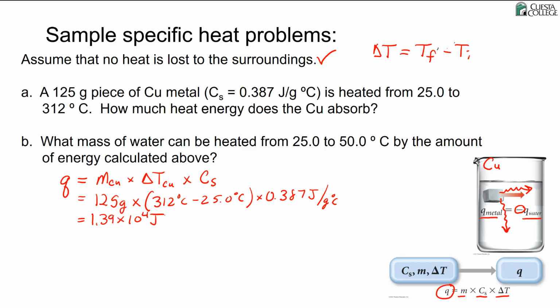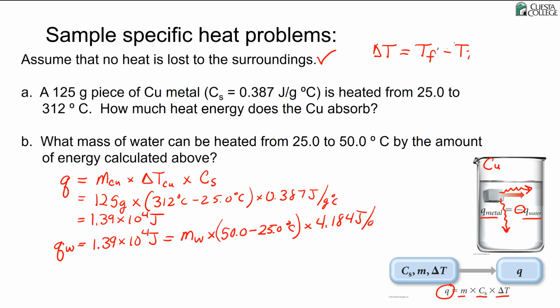Now question B asks about the amount of energy that was used to heat the copper and how much water could be heated up by that amount. We can calculate Q of water. We know that's equal to the amount of energy the copper absorbed. That's going to be equal to the mass of the water, which we don't know, times the delta T of the water. Since we're heating the water in this case, we'll assume that's 50 minus 25 degrees Celsius, times the specific heat capacity of the water. And that's something you should know: 4.184 joules per gram degree Celsius.